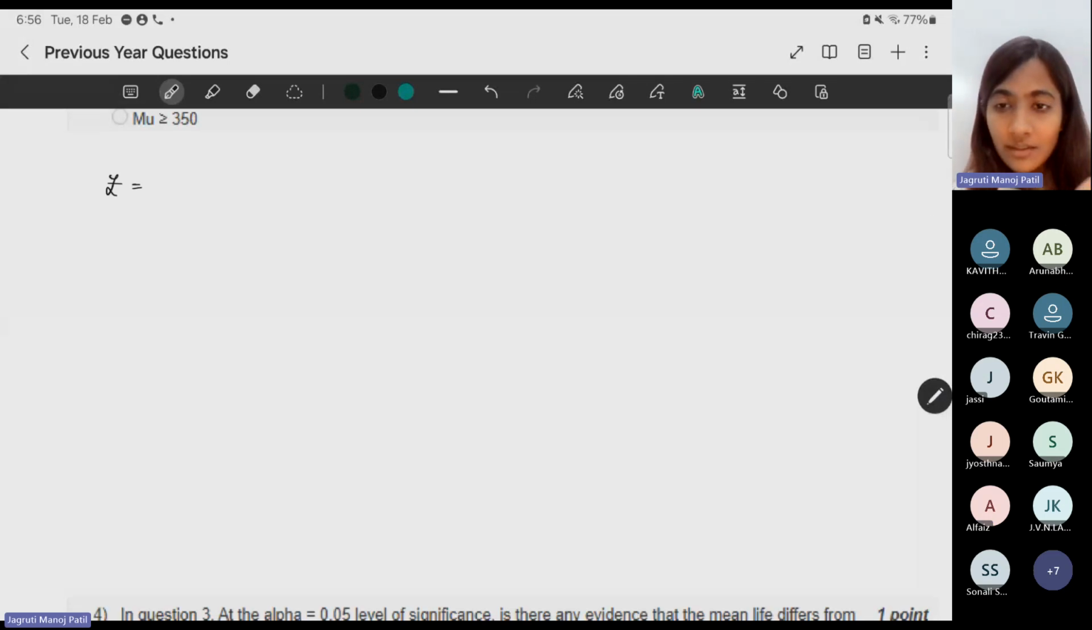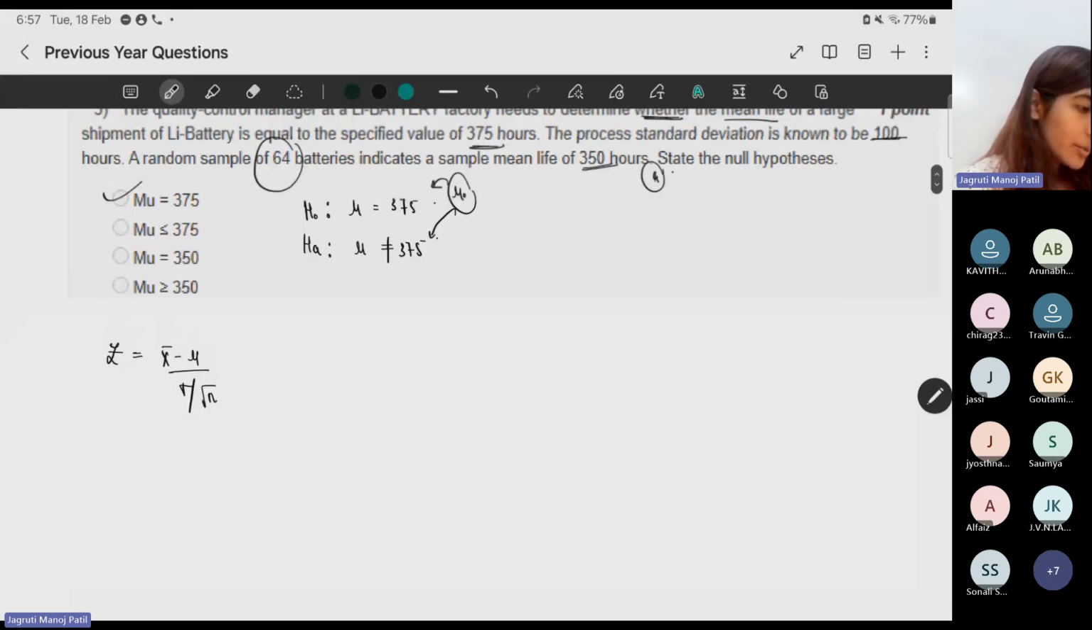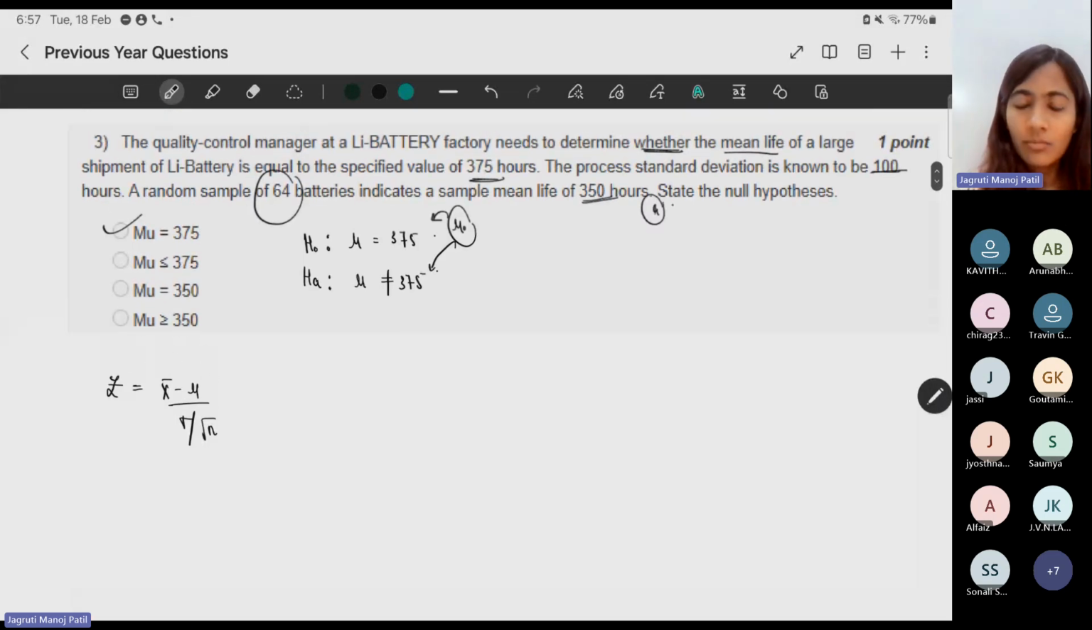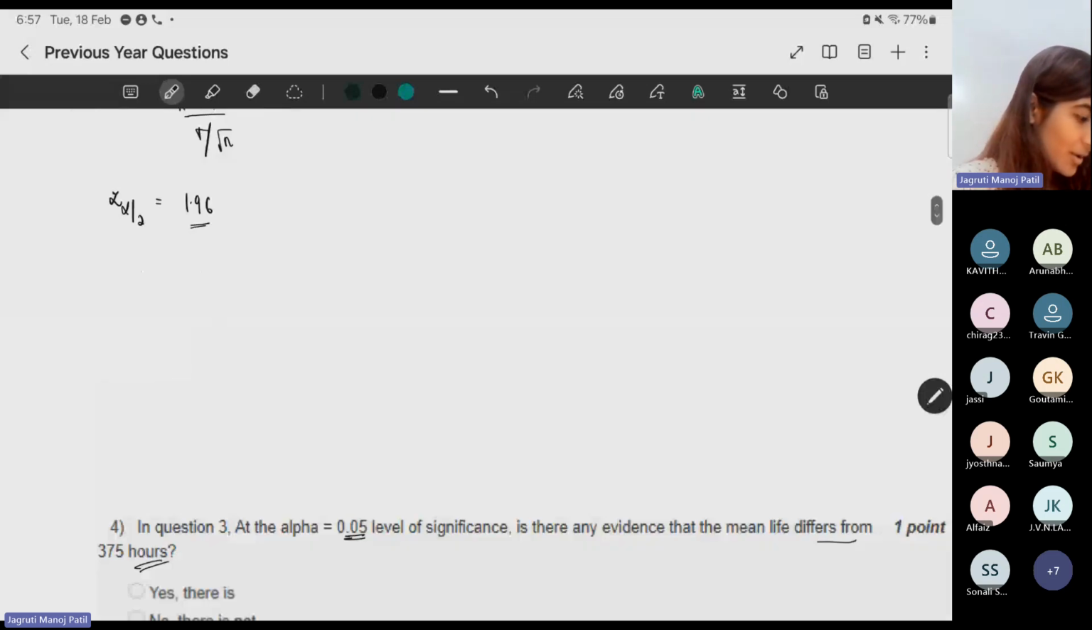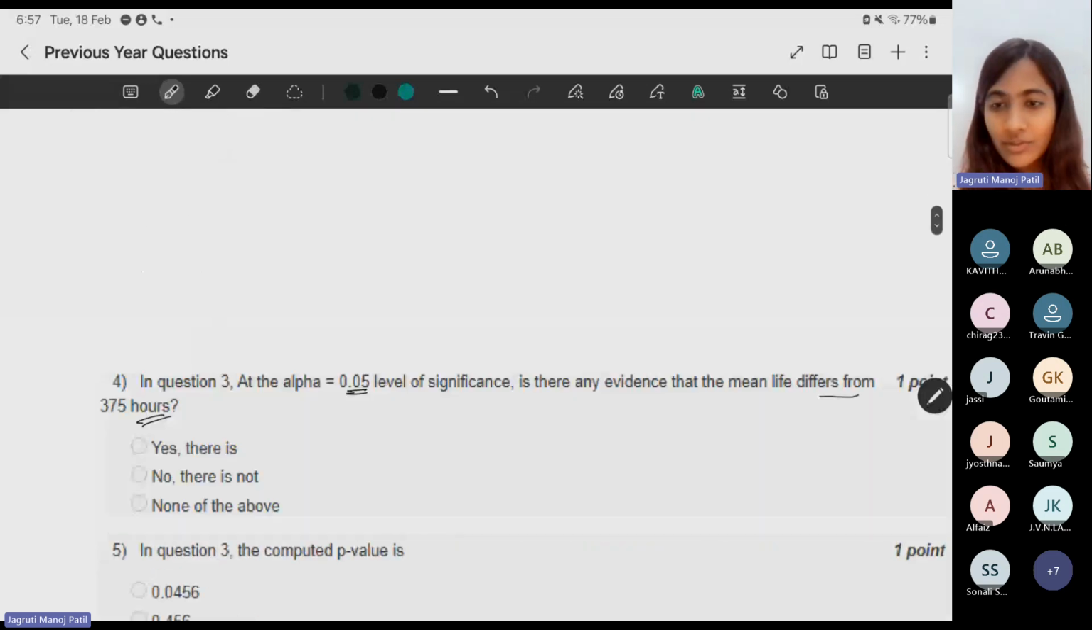Okay. So we'll compute the Z. That is nothing but X bar minus mu divided by sigma by root n. So you all can compute what Z would be. I don't mind if you don't know. We also know that for 95%, what our critical value is. You should remember this value for now, what it comes to be around.